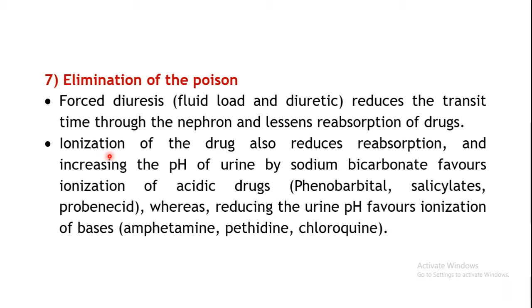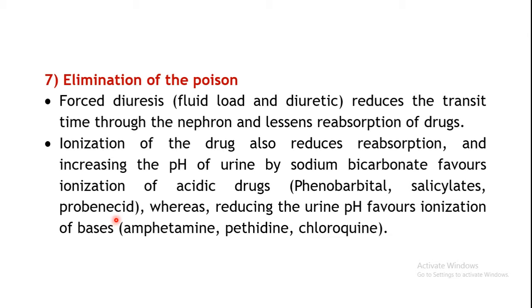Now for that matter, if you know what is the substance which is causing the poisoning, you can change the pH of the urine, because ionization of any substance is dependent upon the pH. Okay, so in the acidic pH, a weakly acidic substance remains more in the unionized form. So if that particular substance is acidic in nature, you can alkalinize the urine. You can increase the pH of the urine by administration of sodium bicarbonate. So what will happen? The pH of the urine will be alkaline in nature. So any acidic substance will be more in the ionized state. So phenobarbital or salicylates or probenecid will be more in the ionized form and will get excreted out.